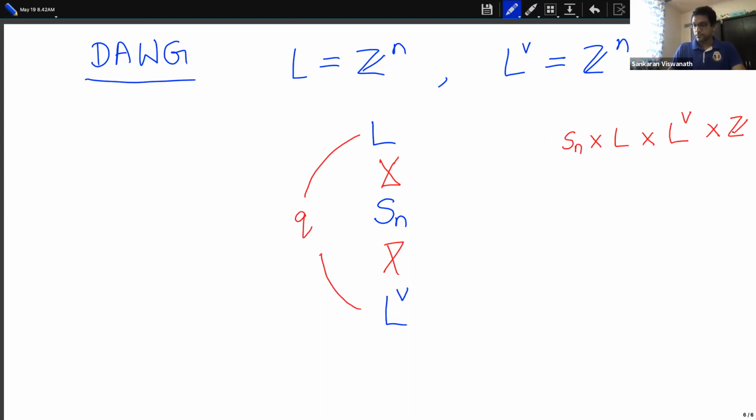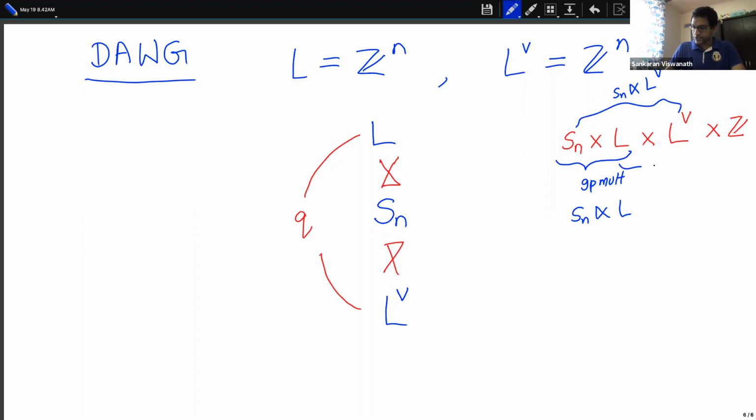And what's the group multiplication itself? For Sn cross L, the group multiplication is like the semi-direct product. Similarly, for Sn with L check, the group multiplication is like the semi-direct product. L and L check themselves are abelian groups, where the group multiplication is the usual addition on lattices.